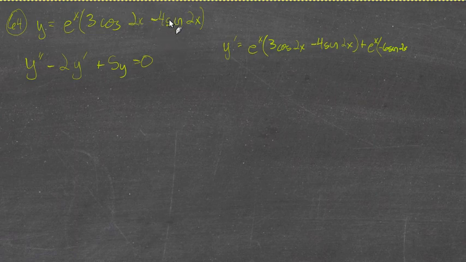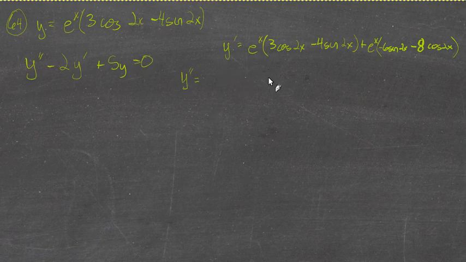Then we are going to take the derivative of negative 4 sine 2x. So that's going to be negative 4 times the cosine of 2x times the derivative of 2x, which is 2, so that will give us an 8 here. All right. Well, that's the first derivative, and now we need the second derivative, which means we need a lot of room.